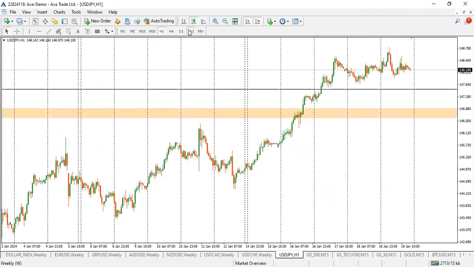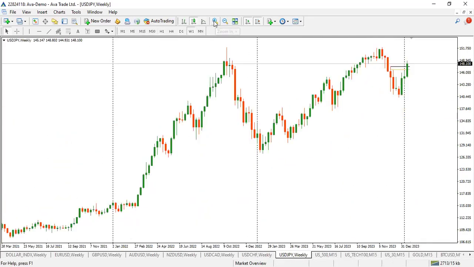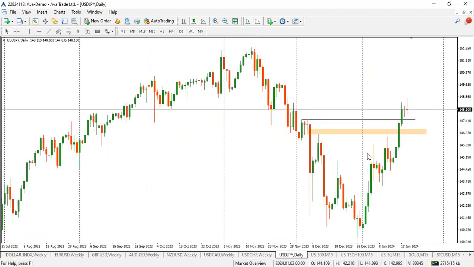USD JPY. Last week I wanted it to trade higher. It did. It traded back to this old low on the daily time frame. This was Monday, Tuesday, Wednesday, Thursday, Friday. So we're here on Friday.